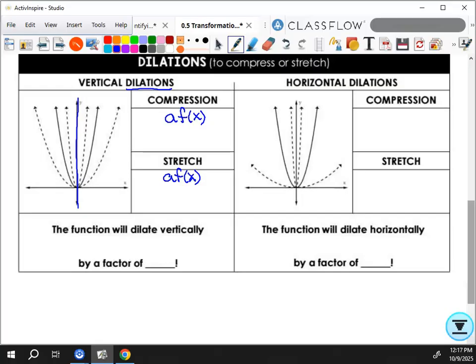The value of a is what tells you which one it is. So if the absolute value of a is between 0 and 1, then it's a compression. And it's the absolute value because the negative is the reflection, so we don't care about the sign there. And then the stretch, the absolute value of a would be greater than 1. So we can say that the function will dilate vertically by a factor of the absolute value of a.